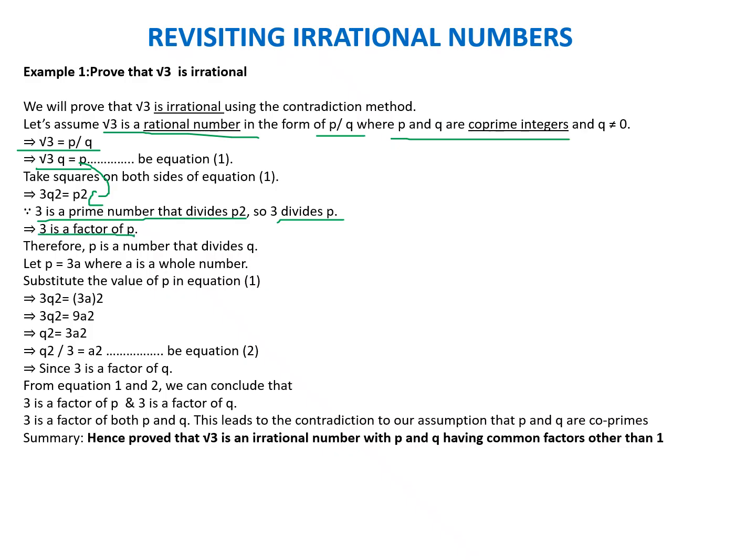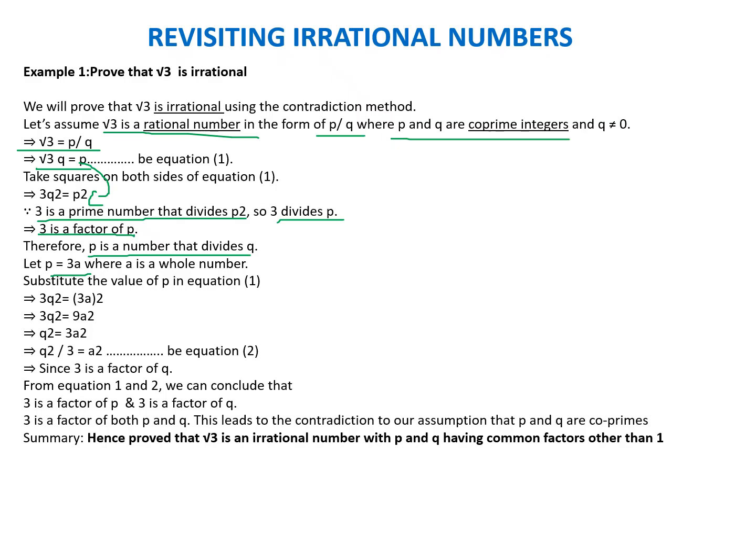So 3q square is equal to p square, which means q square is equal to p square by 3. And this means that 3 is a prime number that divides p square, and hence it will divide p. Therefore, 3 divides p. Now we'll assume that p is equal to 3a. In the earlier example, we assumed that p is equal to 2x, because that number was an even number. Now in this case, we have to assume p is equal to 3a.